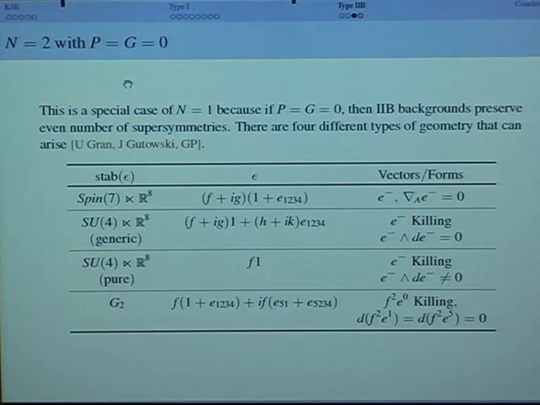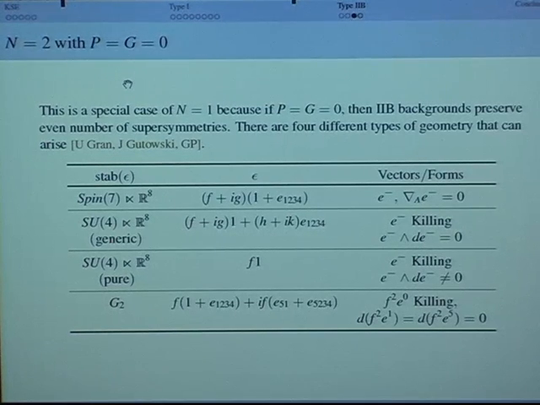And now these are special cases of N=1. And here is what really is happening. Here are the stability subgroups of the spinors, and here is the form of the Killing spinors in every case. There are two cases that occur, two different types of geometries that occur for the same isotropy group: the generic and the pure.